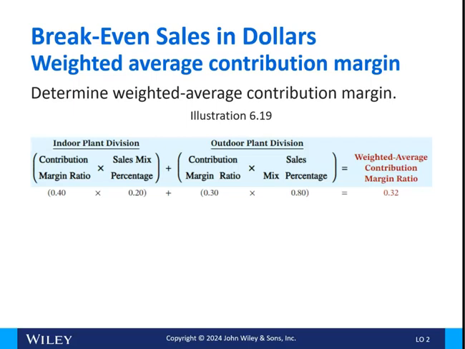To get the weighted average contribution margin, we can take our contribution margin ratio by division, the 40% for indoor, 30% for outdoor, multiply that by our sales mix percentage, and add those together, and we get our 32%. So if we didn't do the full income statement for both divisions to contribution margin and add them across like we saw on the previous slide, if we know the sales mix and the contribution margin ratio, we can calculate the weighted average contribution margin ratio this way.